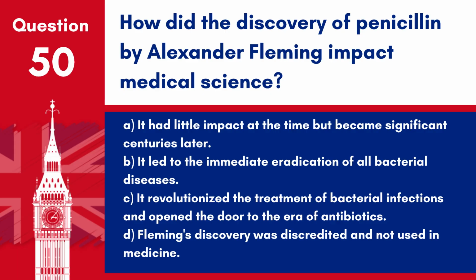Question 50. How did the discovery of penicillin by Alexander Fleming impact medical science? A. It had little impact at the time, but became significant centuries later. B. It led to the immediate eradication of all bacterial diseases. C. It revolutionized the treatment of bacterial infections and opened the door to the era of antibiotics. D. Fleming's discovery was discredited and not used in medicine.